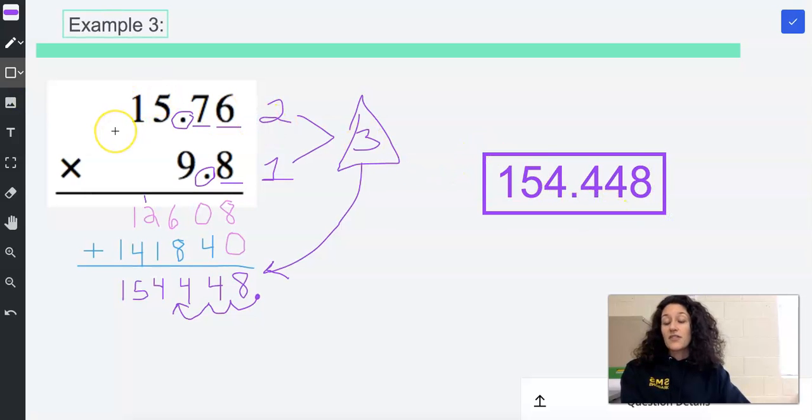And I'm going to think about if this makes sense. So 9.8 is about 10. So 15 times 10 is 150. So if I got somewhere around 150, which I did, that answer makes sense.